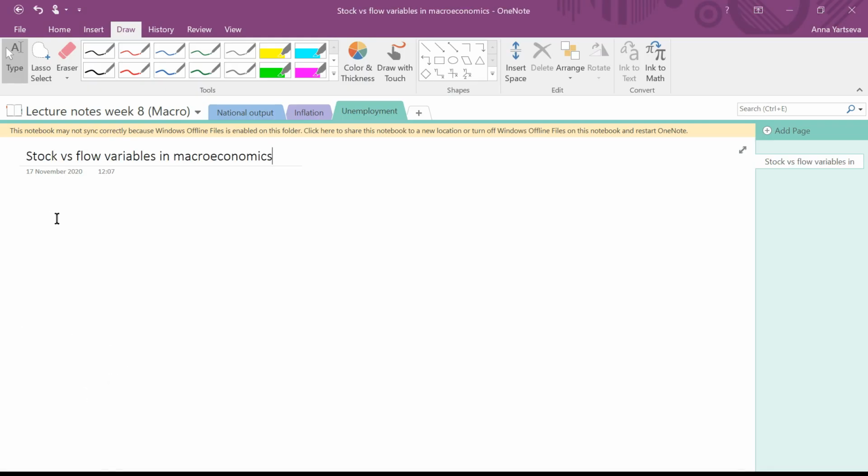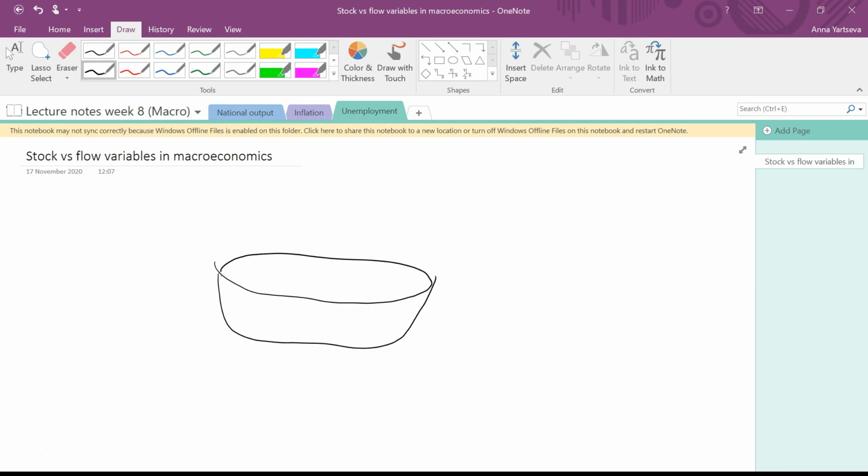Let's discuss the difference between stock and flow variables in macroeconomics. Let's imagine that we have a bath, just a simple bath, which you have in your homes. It's a bath which has some amount of water in it, some stock of water at a particular point of time, let's say 200 liters. It will be measured at a particular point of time. So, for example, today is 16th of November at, let's say, 2 p.m. Stock of water is 200 liters.